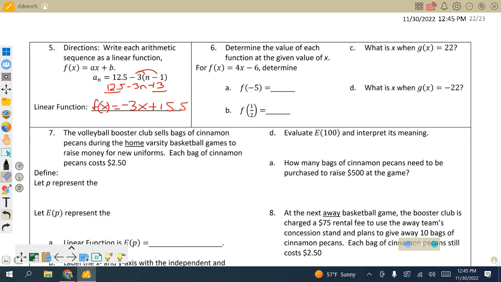Same thing on number 6. A and B, plug into your calculator. Now, C and D, we can't plug into your calculator. C and D, we need to solve our equation. So let's go ahead and do, which one do you want to do? Let's just do letter D there. This is our equation skills we keep pounding you guys on. We're going to set that equal to -22 and solve it out.